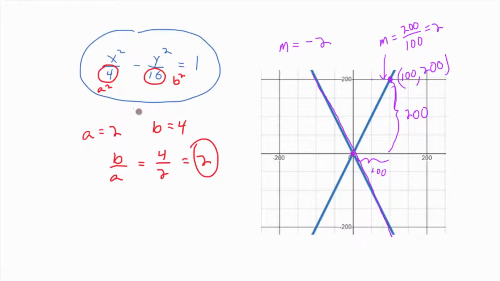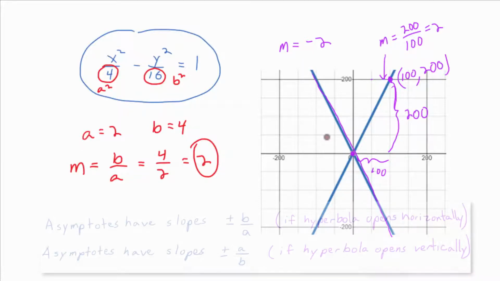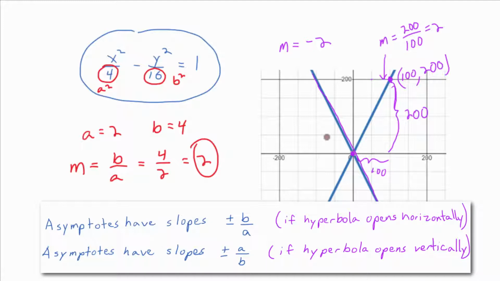It turns out that for any hyperbola that opens horizontally, the slope of the line that increases from left to right is going to be b over a. And the slope of the line that decreases from left to right is going to be minus b over a. And so we're going to use the slopes of the asymptotes of this hyperbola to help us graph it by hand in the next example.